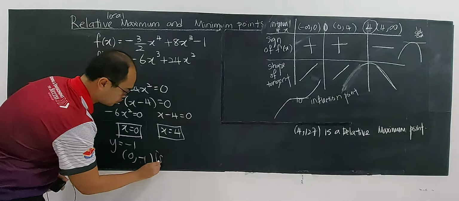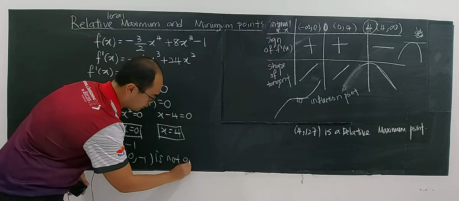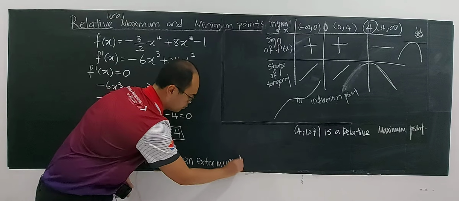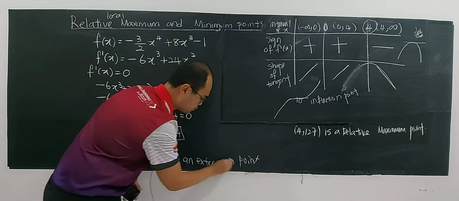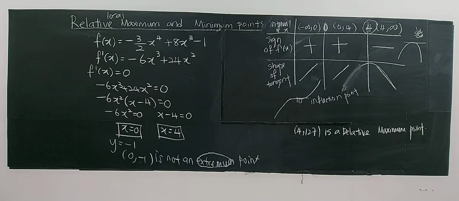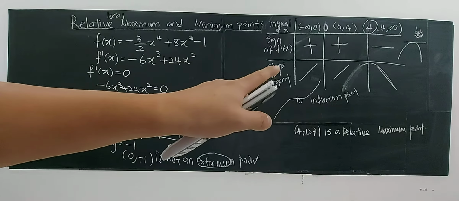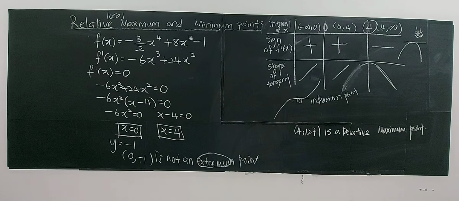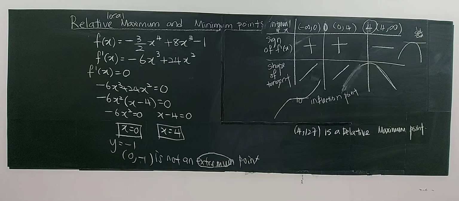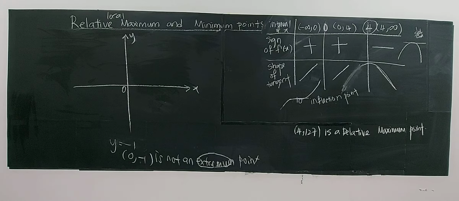It's not an extremum point. Why? Extremum means maximum or minimum, right? So the first derivative test has already told you. Now I'm going to sketch the graph for you and you see what is going on. Alright, let's continue with graphing.